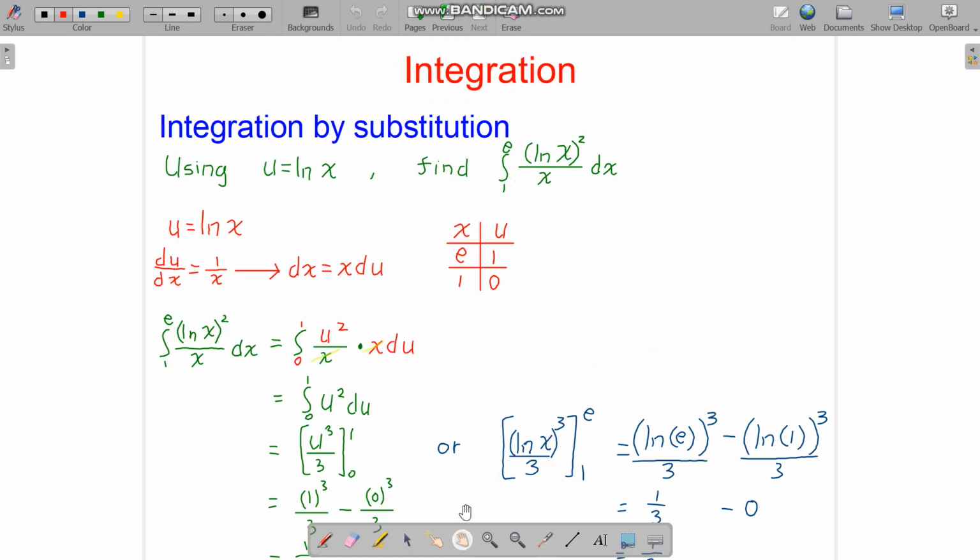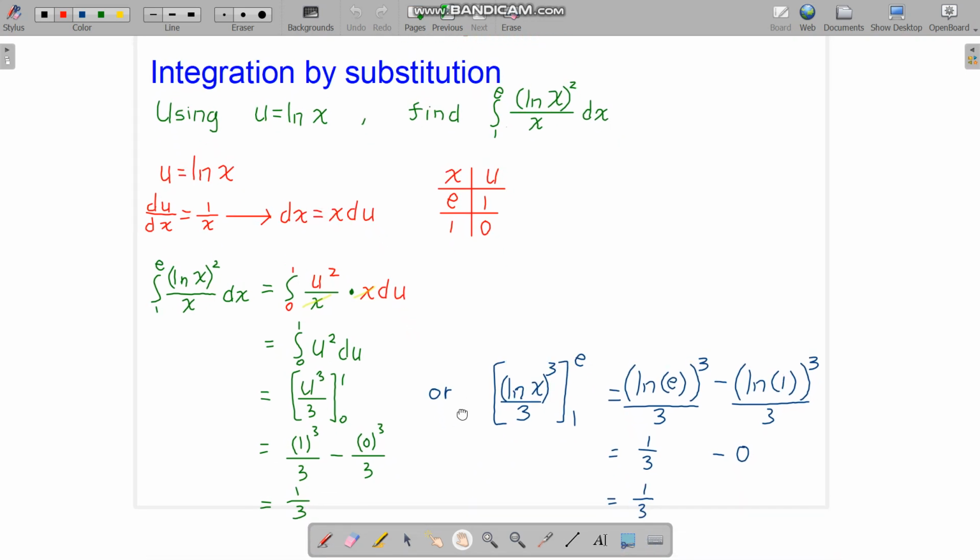And last one, we have u equals ln x. Use the substitution, and ln x all squared divided by x. You can just find the du dx. The derivative is 1 over x, so the dx equals x du, cross multiply. If the x is from 1 to e, the u is from 0 to 1, because u is ln x. So ln e is 1, ln 1 is 0.